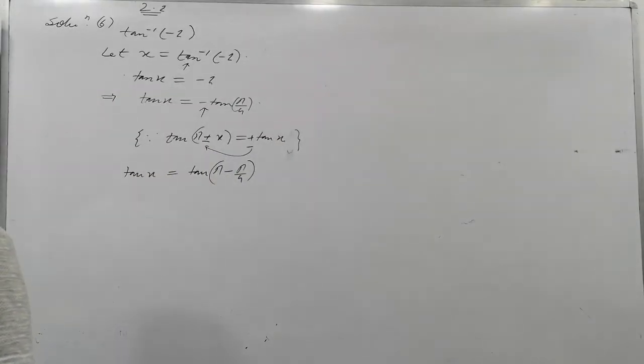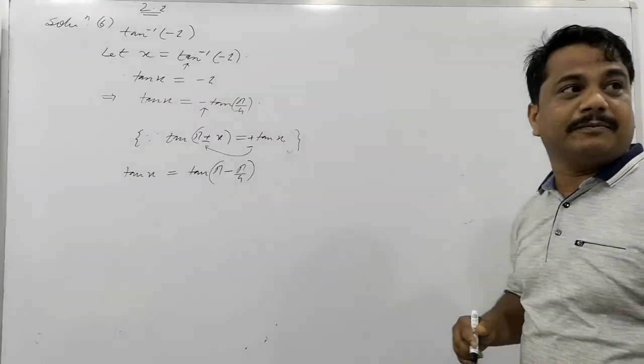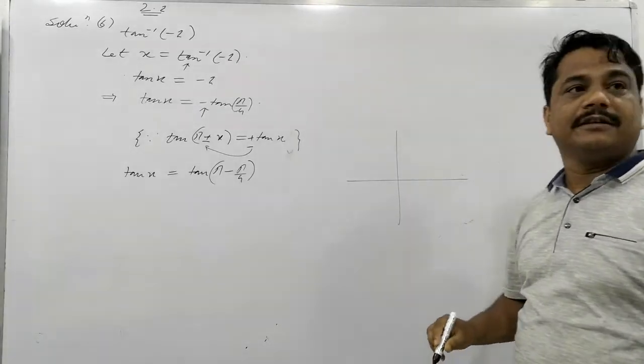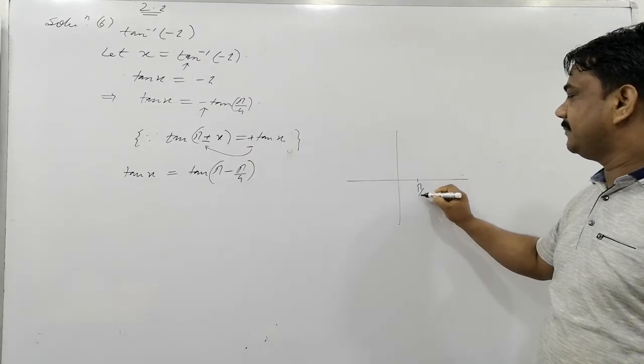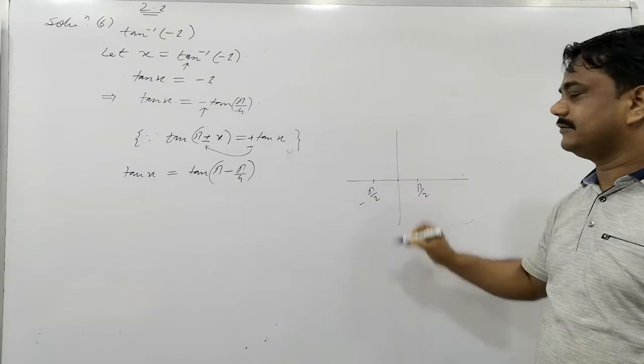What is the principal range of that inverse function? Minus pi by 2 to plus pi by 2. Is that clear or not? Just understand here, minus pi by 2 to plus pi by 2. In simple terms, if we draw it, it is plus pi by 2 here, minus pi by 2 here, and 0 is also there.